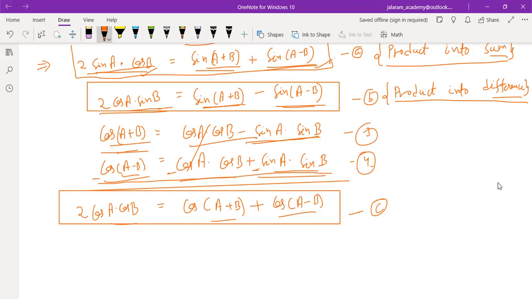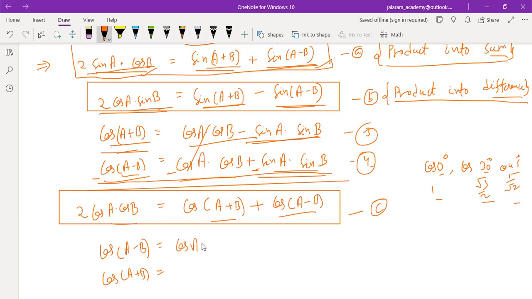Now this time we know that as we increase the angle, cos 0 degree is 1, cos 30 degree is root 3 by 2, cos 45 degree is 1 by root 2. Means in cos, as we increase the value of the angle, the value of cos decreases. So similar happens in this also. Cos(A−B) is greater and cos(A+B) is smaller. To bring the positive term, we must subtract the smaller from the greater.